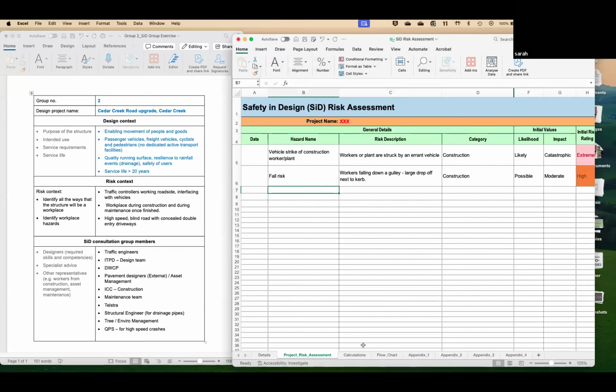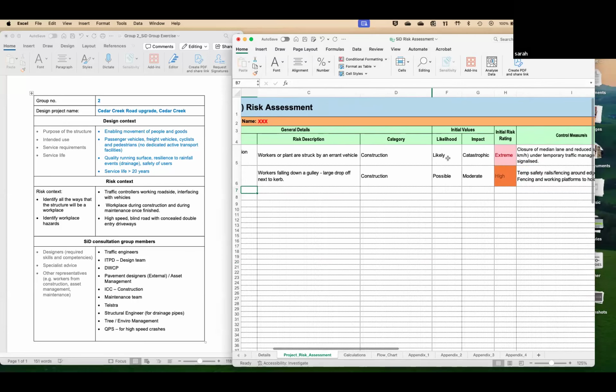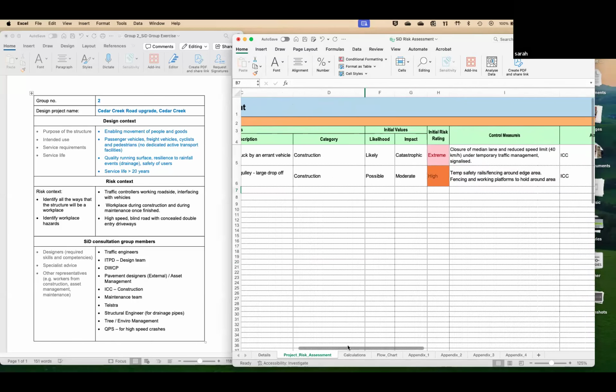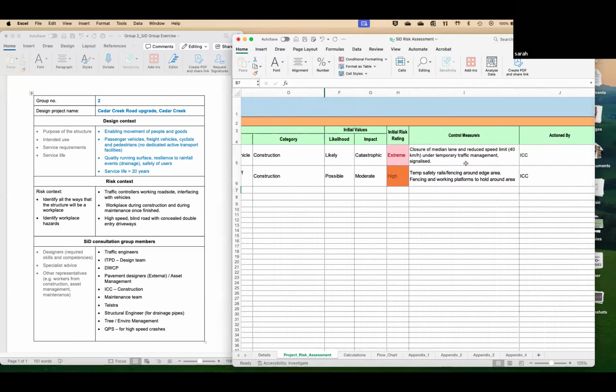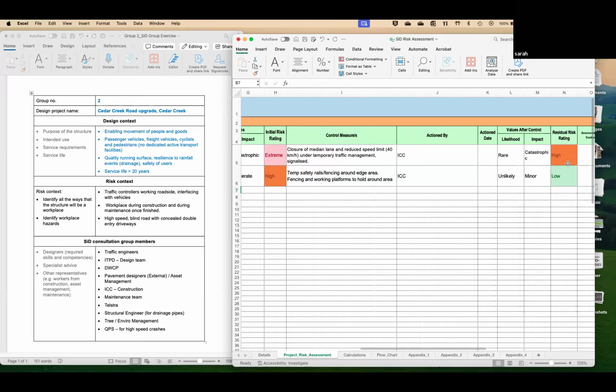Brilliant. So we had Josh in the team who worked on this project, and the two main risks that we came up with was obviously a vehicle strike because it was quite a high traffic road. So the likelihood and impact was quite bad and quite likely. But as we moved through closing the median lane and then reducing the speed limit as well as signalising the area, it does move down to still a high residual risk rating, but is mitigated down quite a lot, which is good.